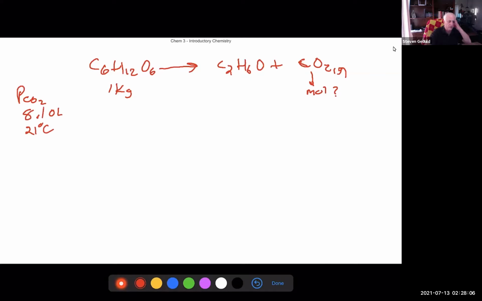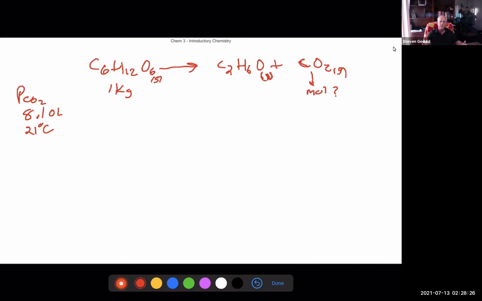Okay, so it wants to know if you have 1 kilogram of sugar, and this is solid sugar, and this produces a liquid alcohol. This is what gives you your fermentation process, and the CO2 gas. This is how you ferment champagne. All the bubbles in champagne are carbon dioxide. This is how you get it.